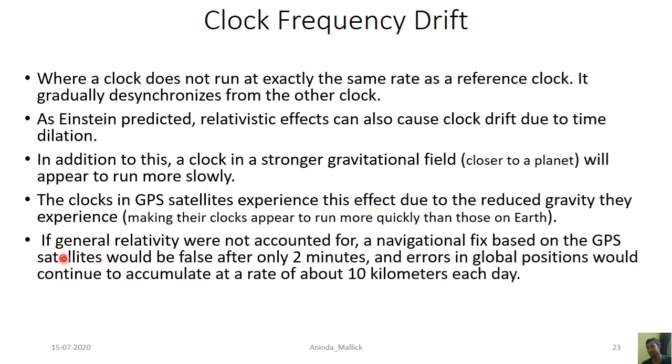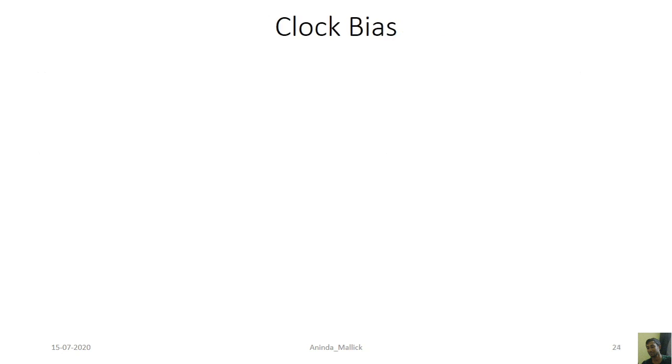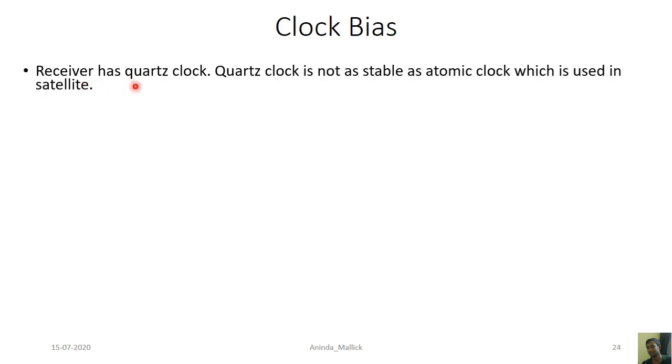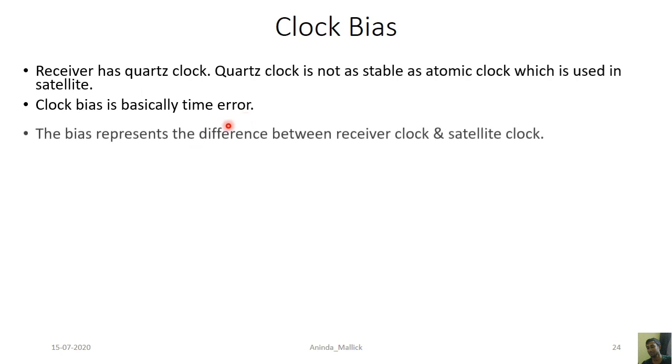If we do not consider relativity, the navigation system based on GPS will fail after only 2 minutes. If we do not consider this, every day it will give you an error of up to 10 kilometers. It's a huge error. The second one is the clock bias. In a cell phone we have a quartz clock, and an atomic clock is used in the satellite. We know the atomic clock is the more accurate clock. So clock bias is basically the time error.